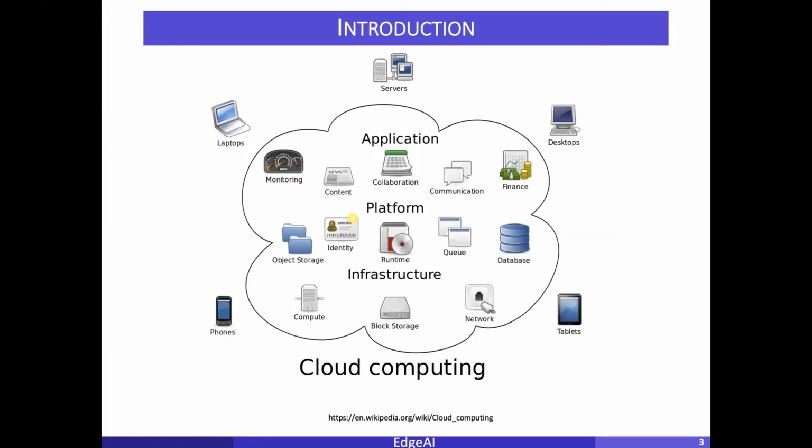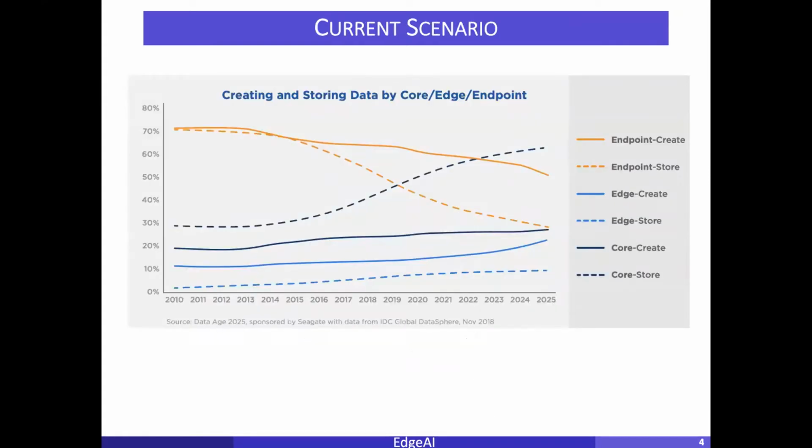So when we have a cloud and we have data processing, why do we need edge? This is the answer. We have seen that the data has been generated exponentially year on year. And if you see this graph, there is a consistent reduction in the data we are creating and storing at the endpoint. But at the cloud and edge, we are increasing it year on year.